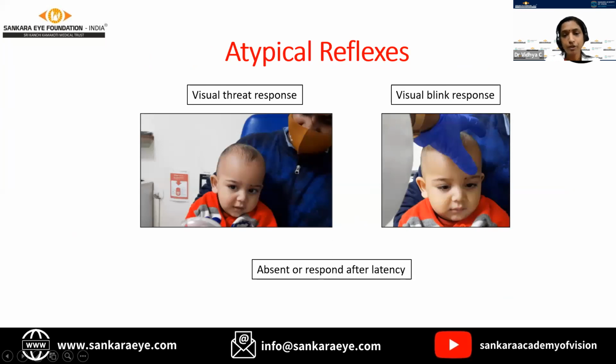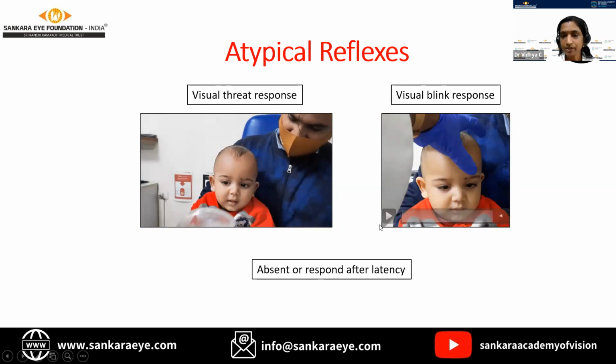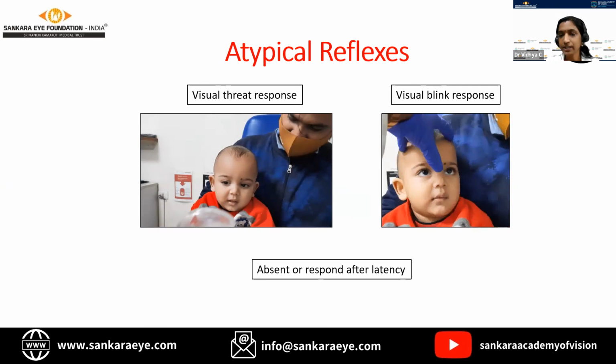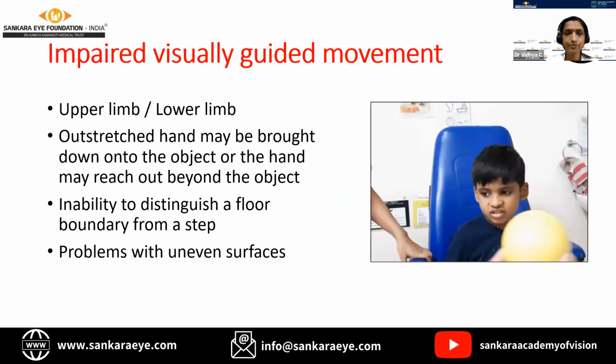These atypical visual reflexes may be manifested by a few children with CVI. One is the visual threat response. When an object is suddenly shown in front of the face, the child will blink the eyes. The visual blink response: when we tap at the bridge of the nose, the child tends to blink the eyes. You can see in this video. These visual reflexes are absent or delayed in children with CVI.